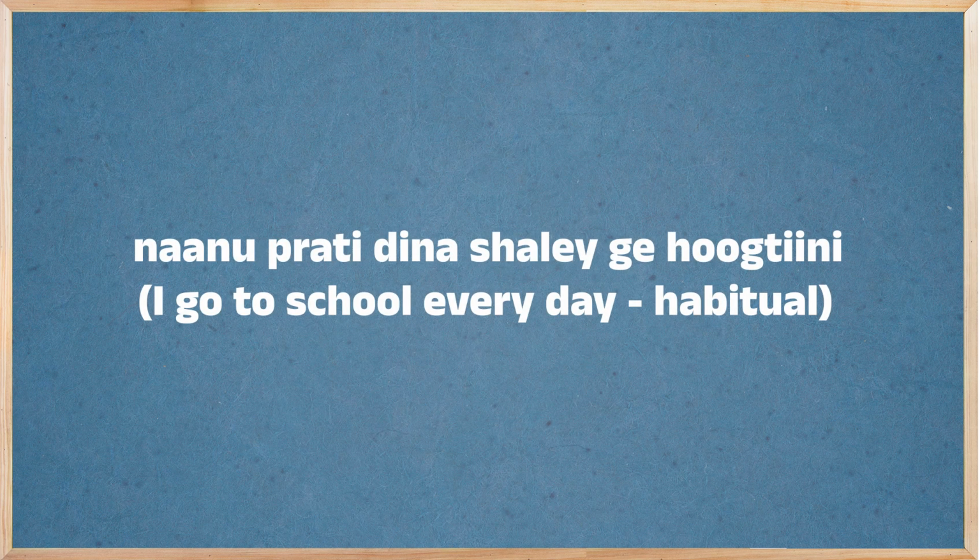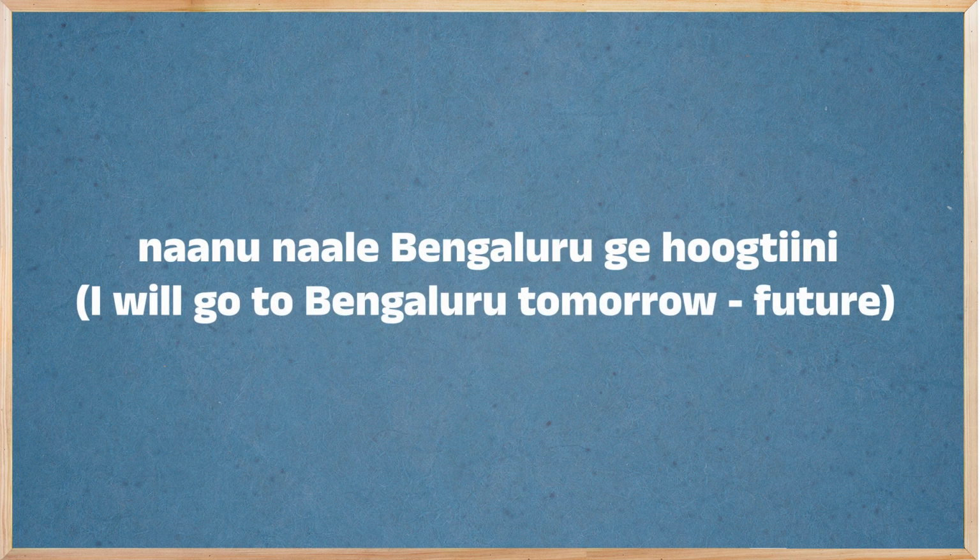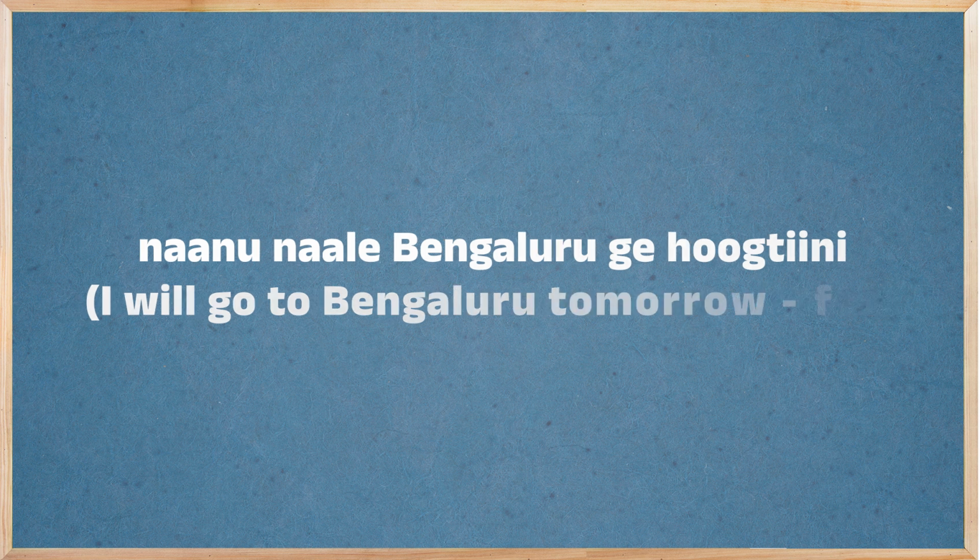For example, ನಾನು ಪ್ರತಿದಿನ ಶಾಲೆಗೆ ಹೋಗ್ತೀನಿ. I go to school every day. This is a habitual sentence. ನಾನು ನಾಳೆ ಬೆಂಗಳೂರಿಗೆ ಹೋಗ್ತೀನಿ. I will go to Bengaluru tomorrow. This is the future form.